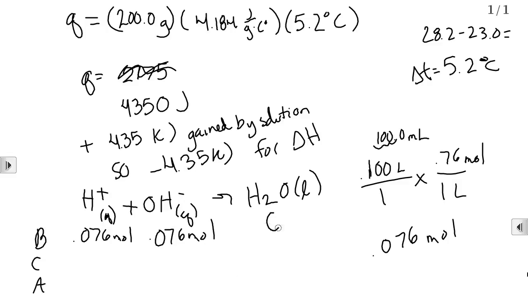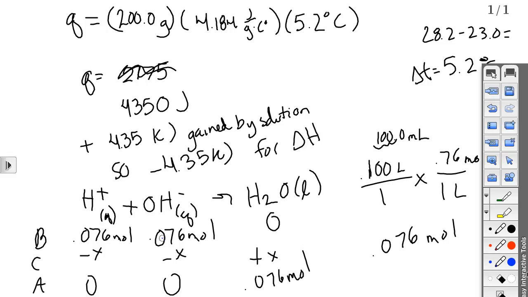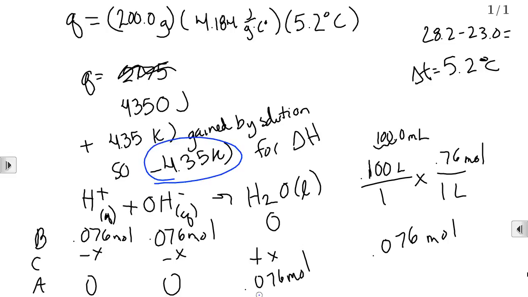And I started with none of the product. Add one of those, minus one of those, minus one of those, 0, 0, and I make 0.076 moles of water. The definition of the enthalpy of reaction is kilojoules per mole. So my kilojoules per mole then, remember my kilojoules were here. There's my moles of water. So I'm just going to write it in the middle because I ran out of room.